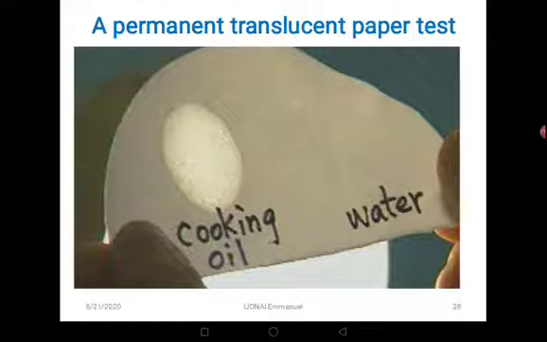So if you are comparing cooking oil and water, you realize that where there was water, the filter paper remains the same, goes back to normal after drying. Where there was cooking oil, the translucent spot will be seen. I want you to do this particular test and then send me your findings.